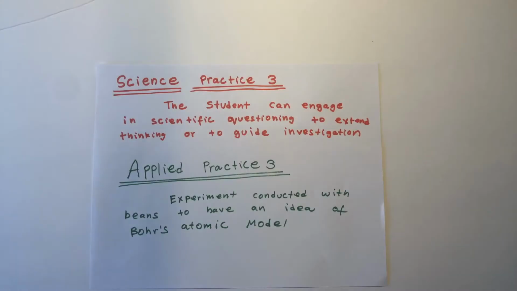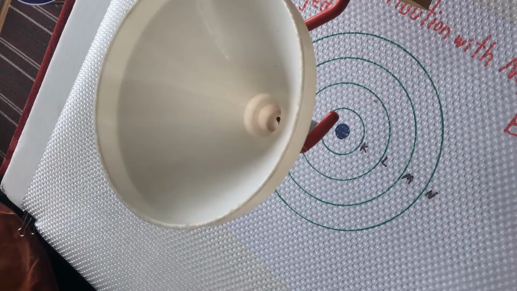Now I'm going to conduct an experiment which fulfills my science practice 3. In order to conduct this experiment, I drew 5 circles. I marked the center of the circle with a large dot which represented the nucleus of the atom. I counted 100 dried beans and put them in the funnel. Now I allow the beans to fall through the funnel onto the paper target.